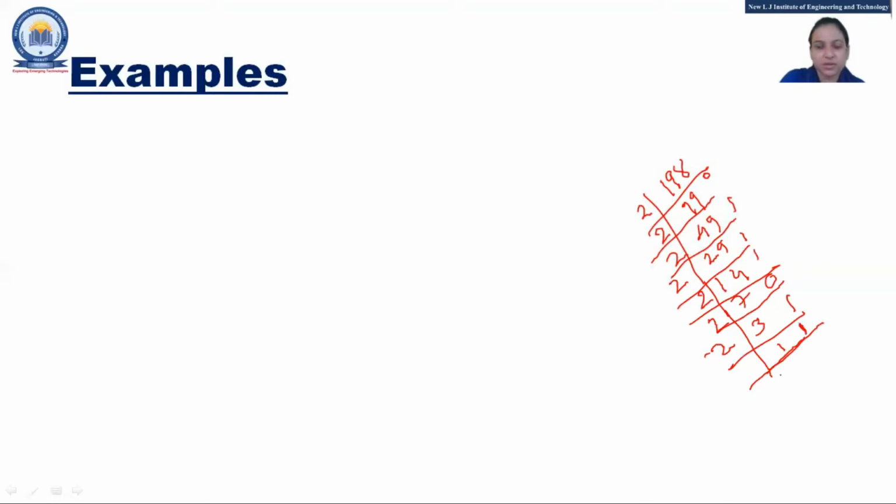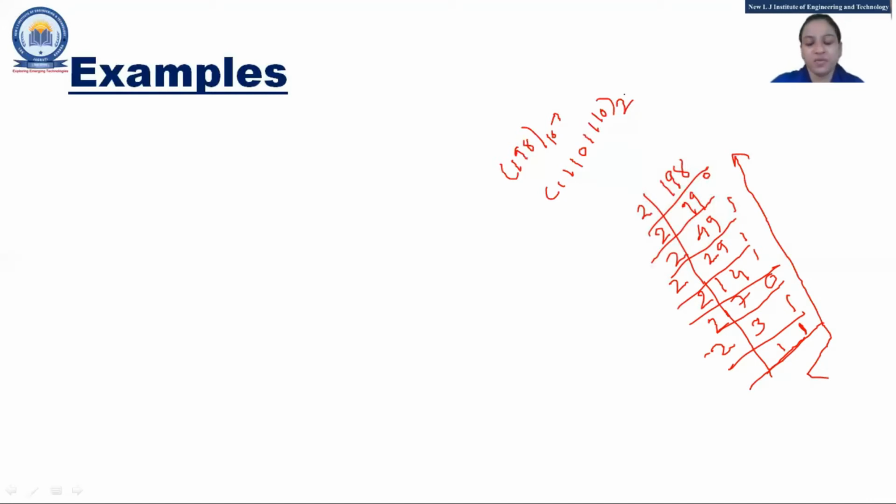remainder is 1. So we have to consider the digits from this 1 1 till this point. So this is how we convert our decimal number, that is 198, to our binary number, that is 1 1 0 0 0 1 1 0. So this is how we can convert any decimal number to the binary number.